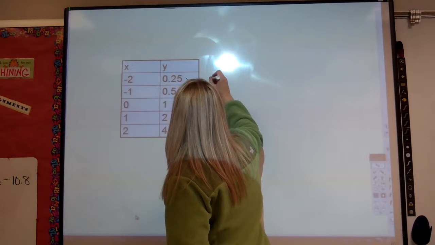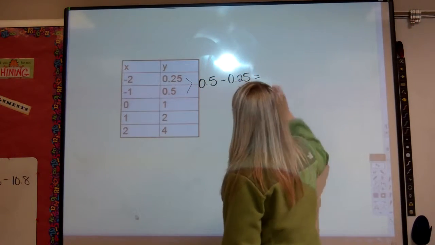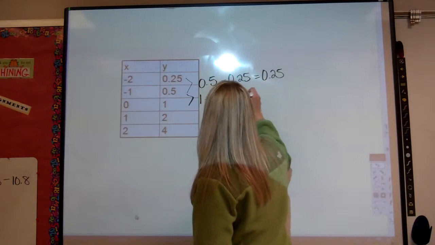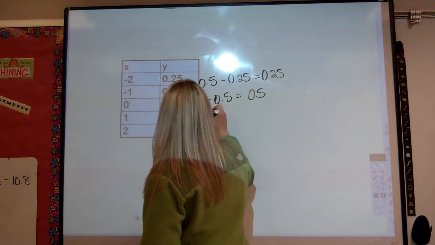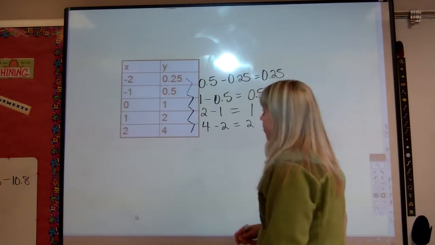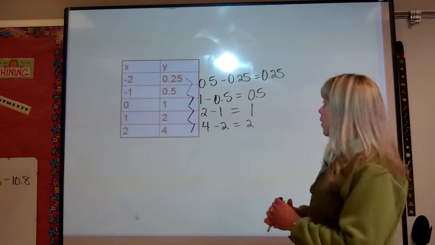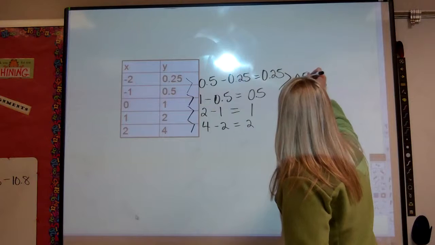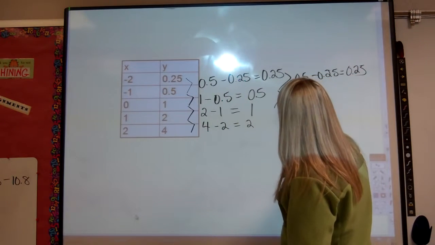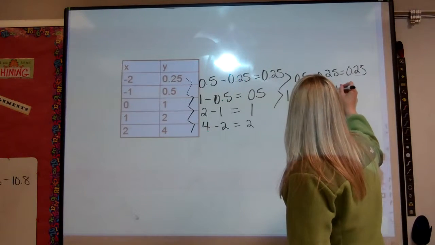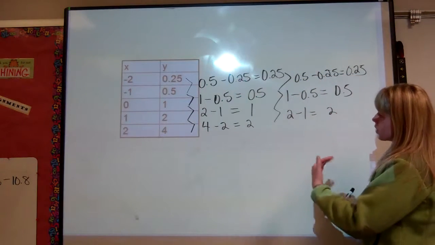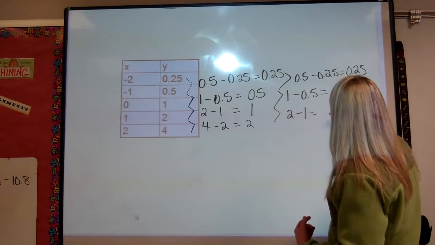So if we were going to go 0.5 minus 0.25, when I subtract that, I get 0.25. When I subtract 1 minus 0.5, that gives me 0.5. When I subtract 2 minus 1, that gives me 1. And when I subtract 4 minus 2, that gives me 2. Obviously, the first differences are not the same, so it's not linear. So let's try the second differences. Here, 0.5 minus 0.25. That gives me 0.25. Let's try 1 minus 0.5. Again, 0.5. 2 minus 1. Well, that's 1. So as you can see, our patterns kind of start to repeat. We get the 0.25, 0.5, 1, 0.25, 0.5, 1.